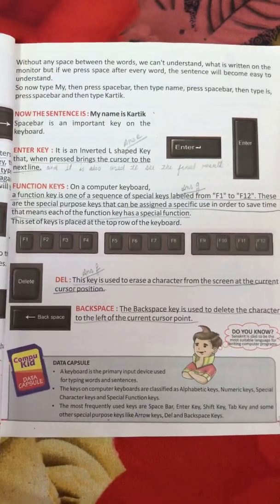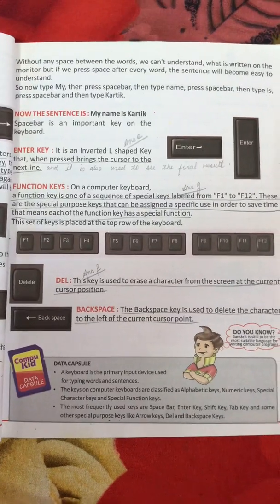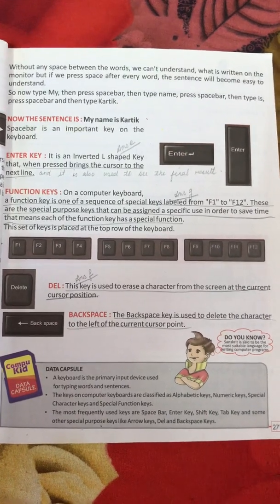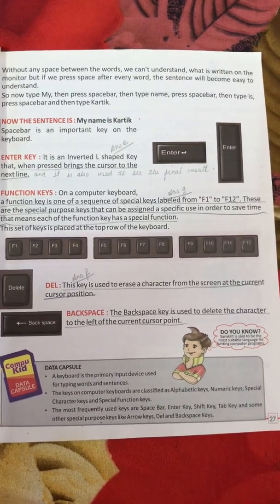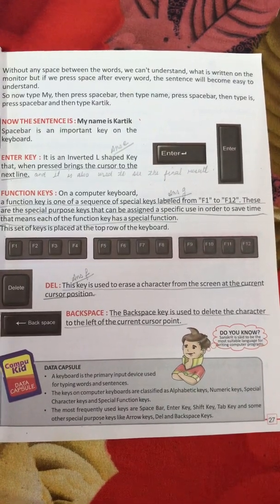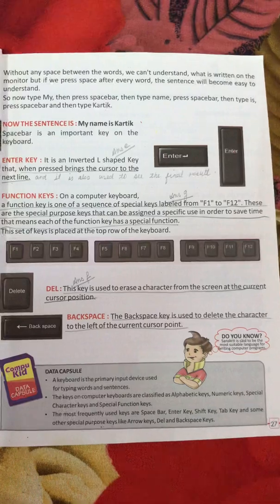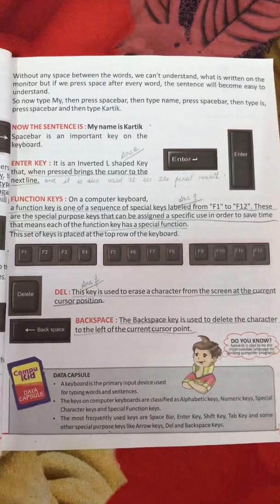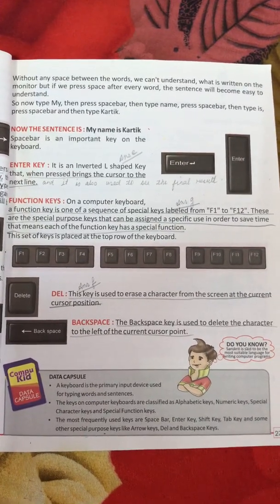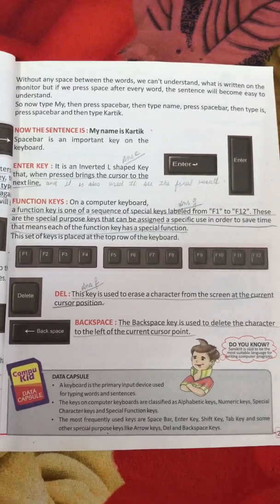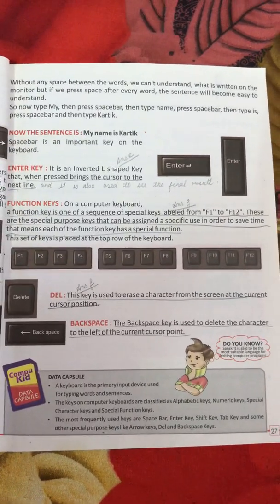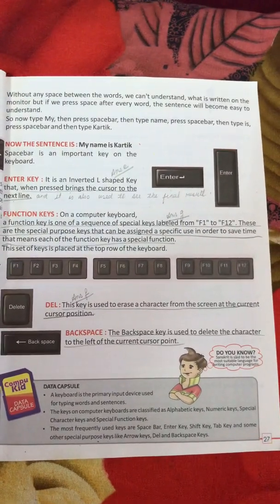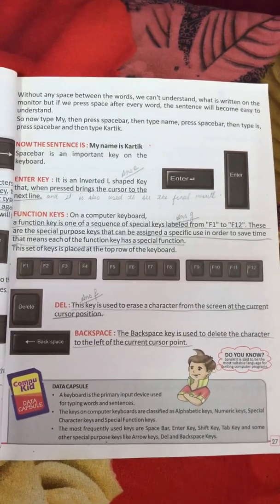Now next are the function keys. On a computer, a function key is one of the sequence of special keys labeled from F1 to F12. These are special purpose keys that can be assigned to a specific use in order to save time. That means each function key has a special function. Okay, these are the 12 keys from F1 to F12, assigned with a specific task. This set of keys is placed at the top row of the keyboard.